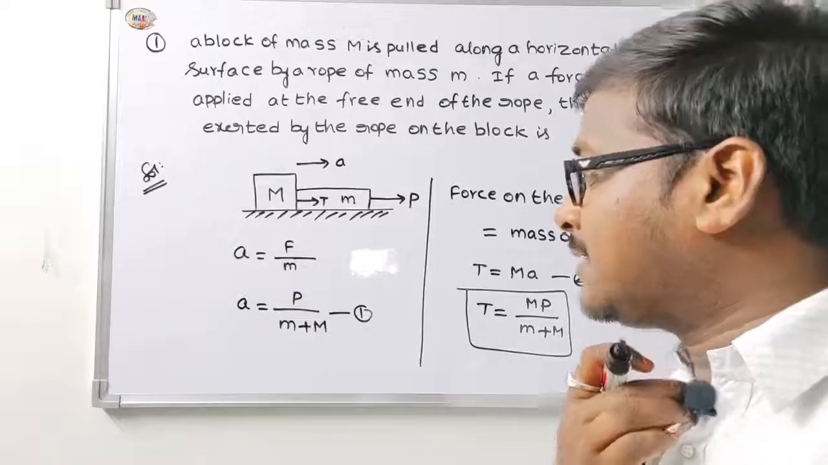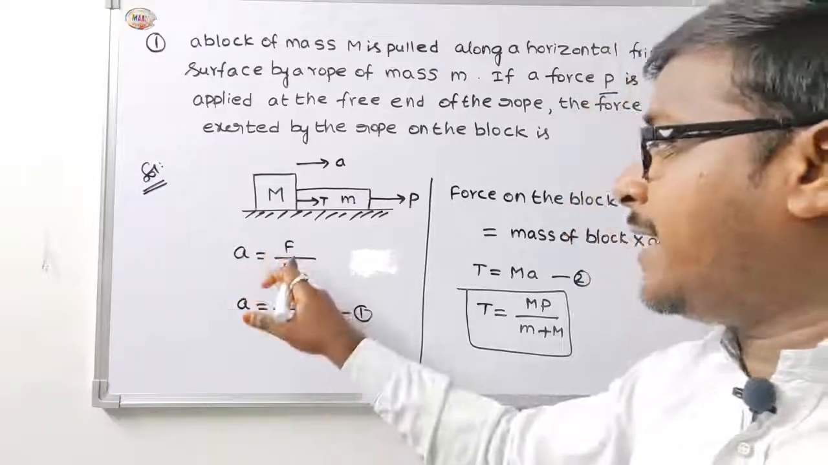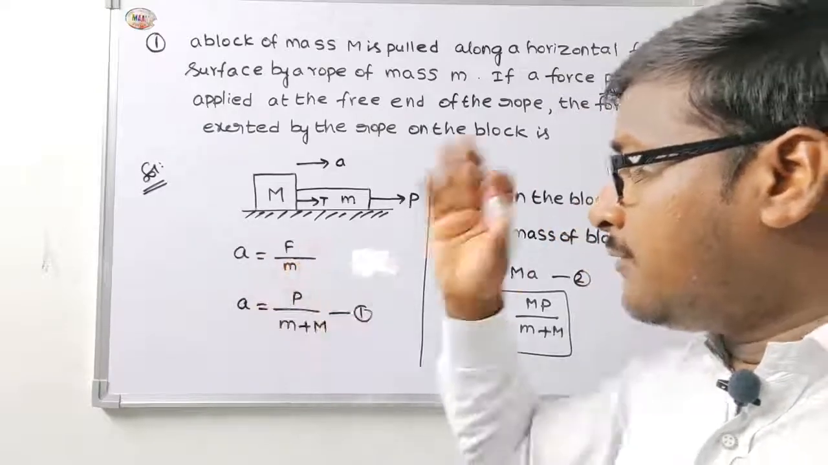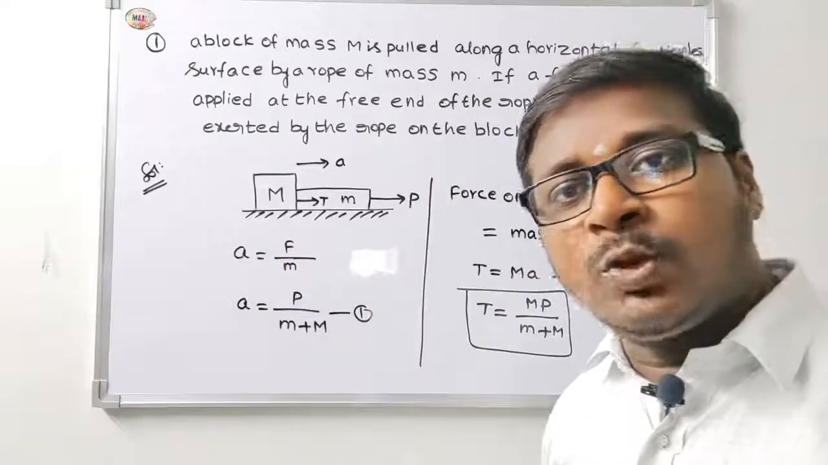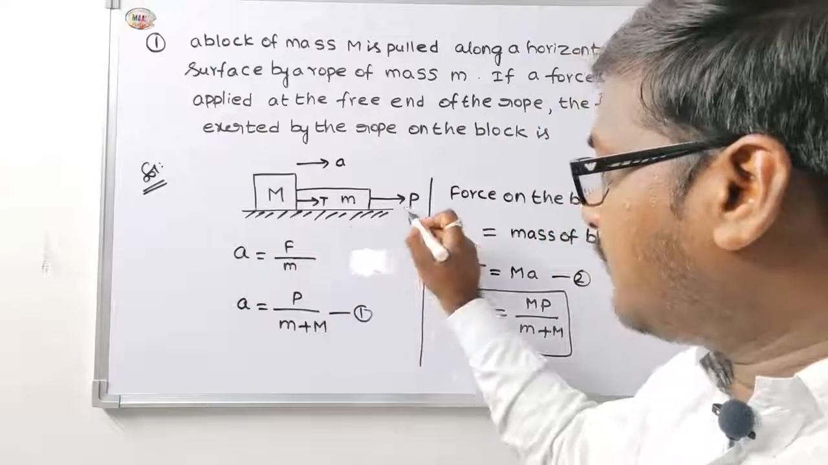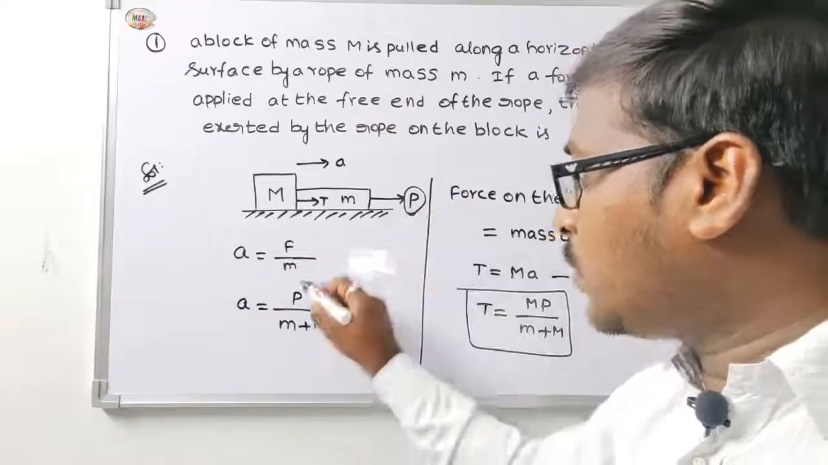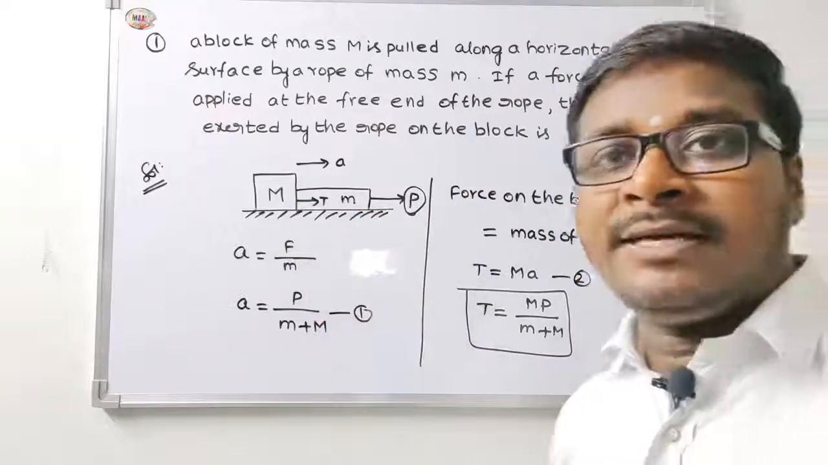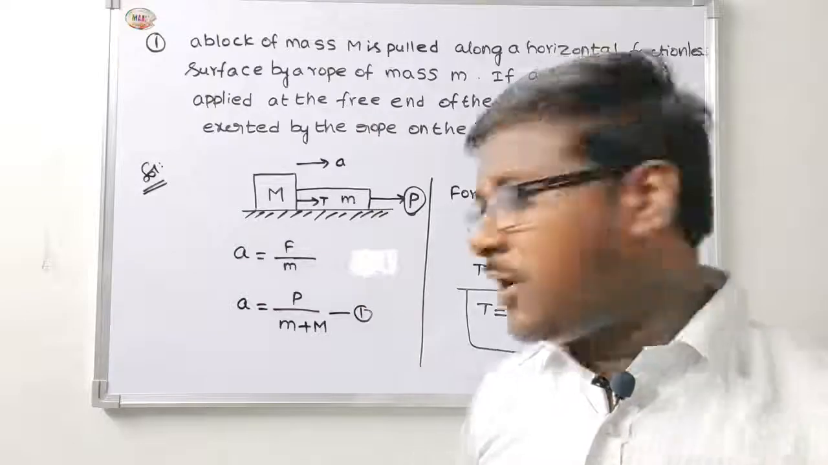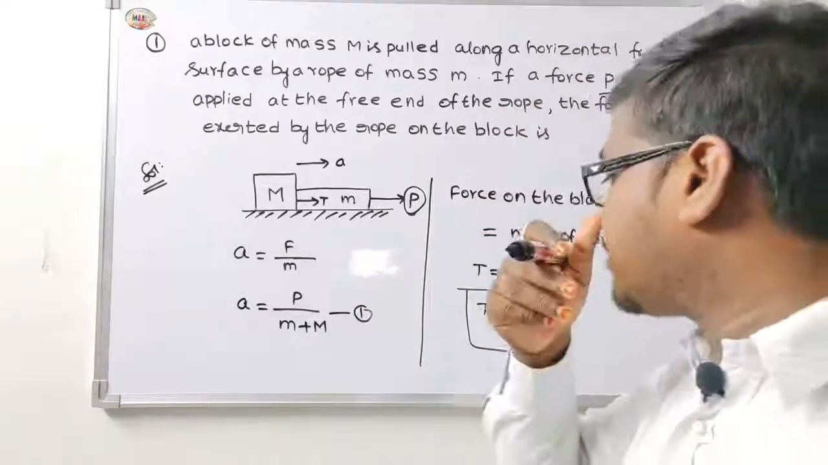According to Newton's second law, A is equal to F by M. The acceleration of the block is equal to the force applied on the block by the total mass. Acceleration A is equal to the force applied P by the total mass, M plus m, the mass of the block plus the mass of the rope, capital M plus small m. That is equation number 1.